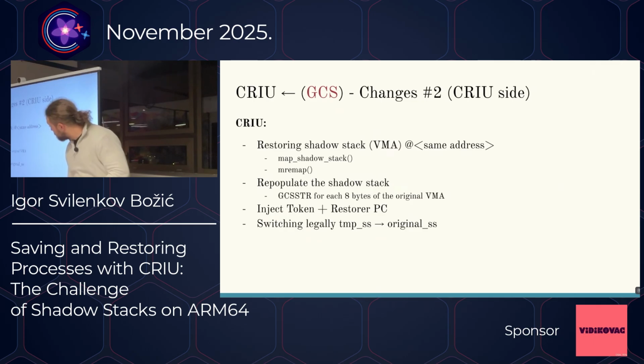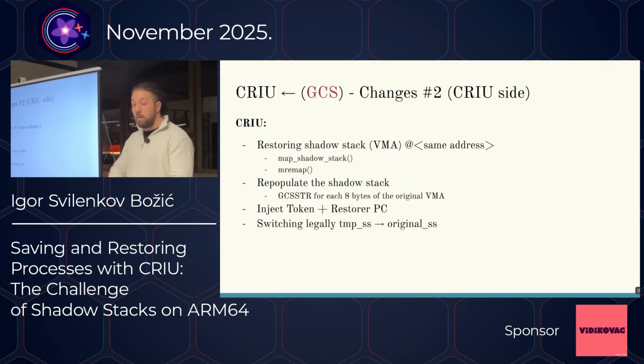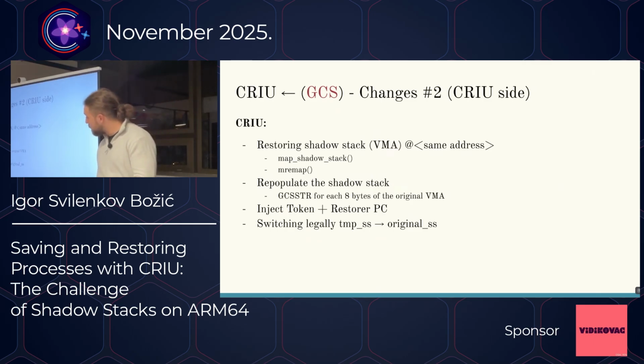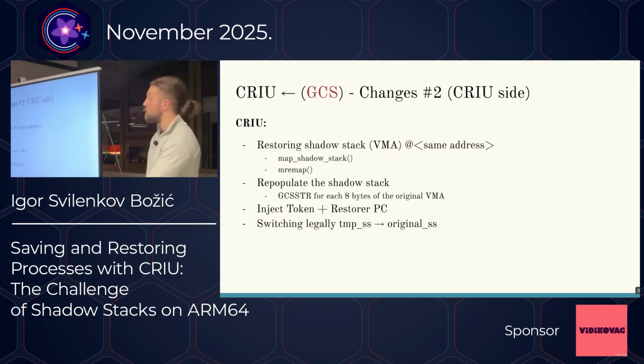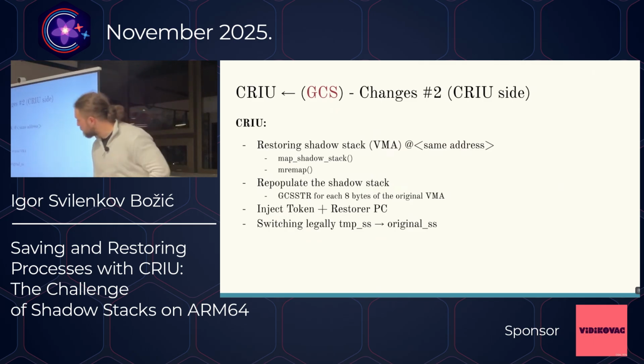And yeah, so to restore in the newly created process this old dumped shadow stack VMA, you have to write to this stack, and this can only be done by the GCS str, 8 bytes at a time. And yeah, this leads us to thinking what changes in the kernel might be needed to not having to do this, like being able to just point another VMA to be a new shadow stack VMA or something like that.